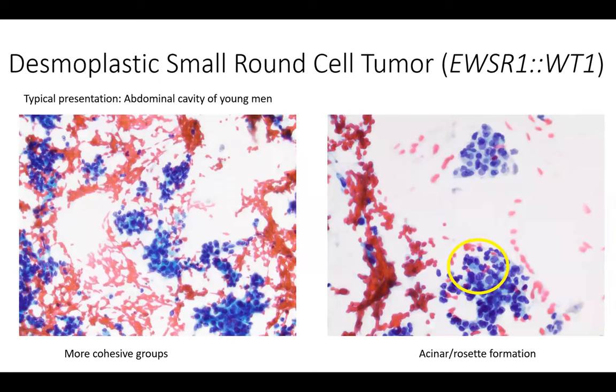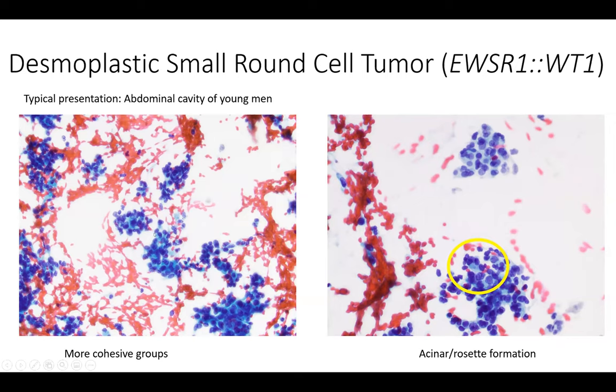Desmoplastic small round cell tumor is another small round cell sarcoma that harbors EWSR1 fusions. These have a typical presentation of arising in the abdominal cavity of young men. 75 to 80% of affected patients are males, and the remainder are females. These are small round cell tumors, but yield on smears more cohesive groups of these round cells.